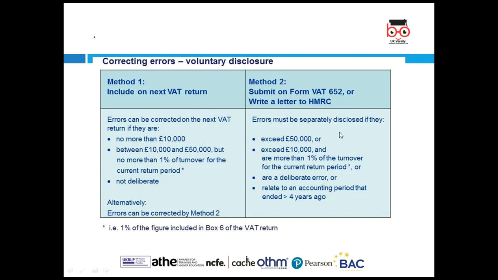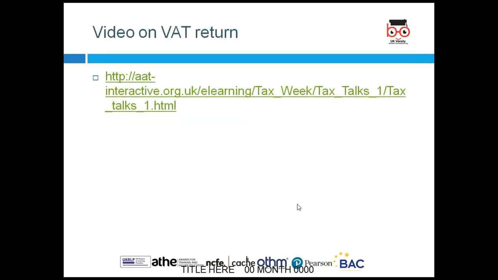In method 2, if the error is more than 10,000 and exceeds 1% of turnover, or is deliberate, or relates to an accounting period ended more than 4 years ago, then we need to declare it, yes? And we've been given the VAT return.